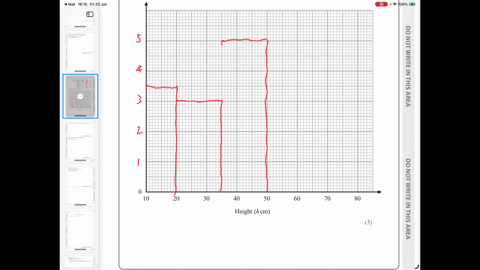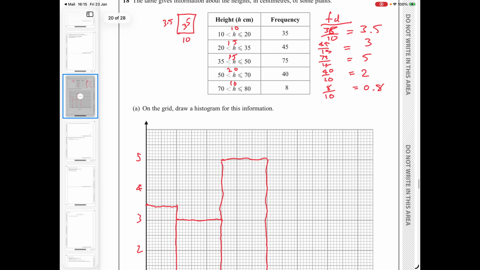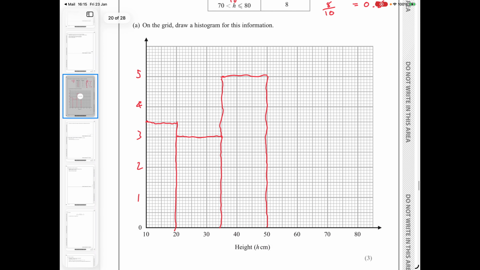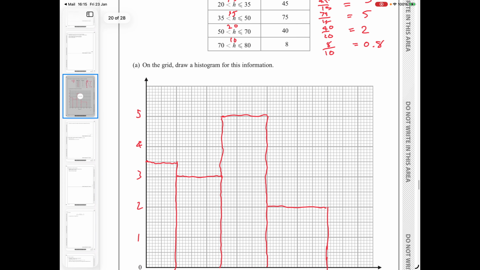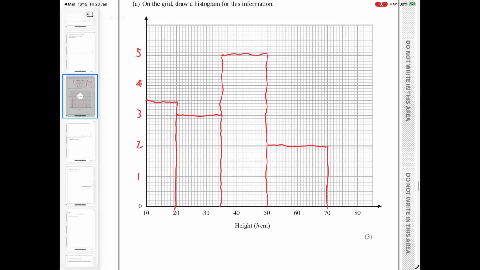I'm finding it very unappealing how I'm doing the lines. 50 to 70 is 2. And then 70 to 80 is 0.8. And that is how we do the histogram.